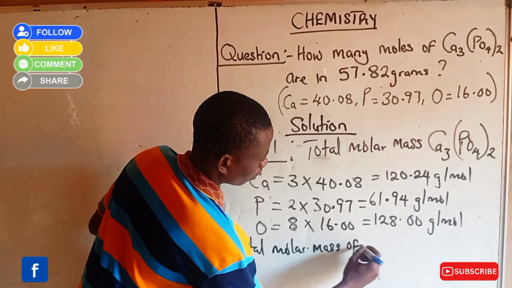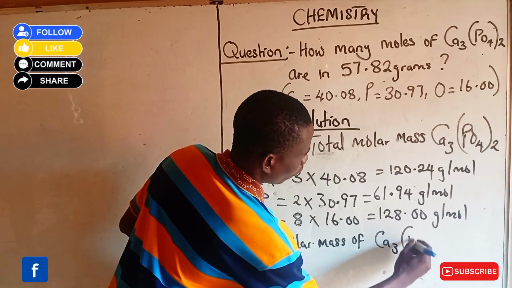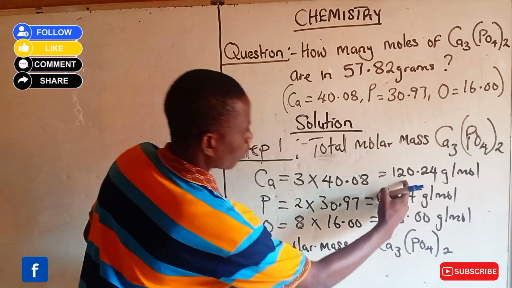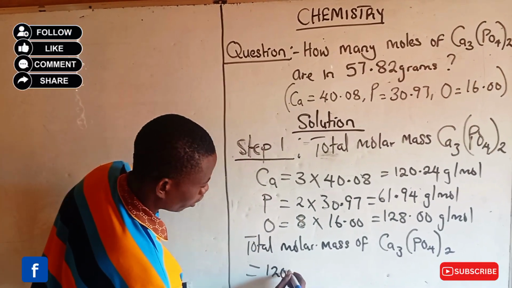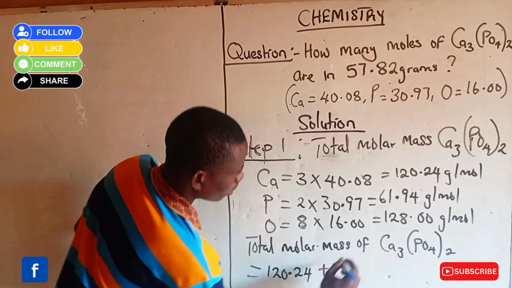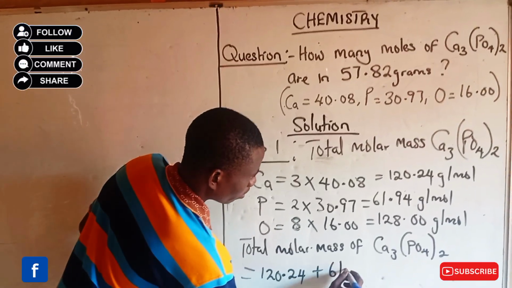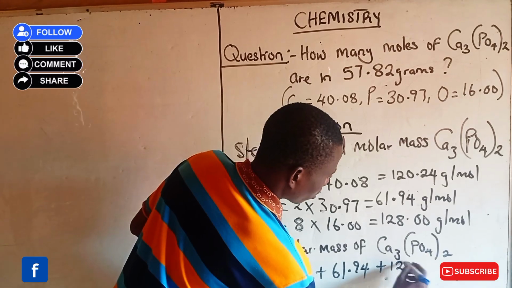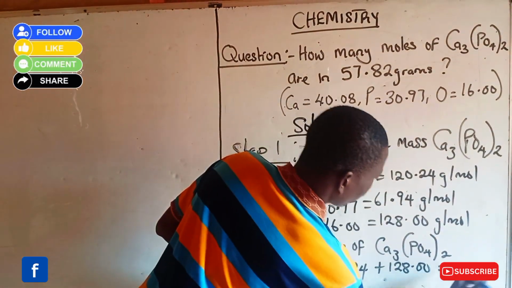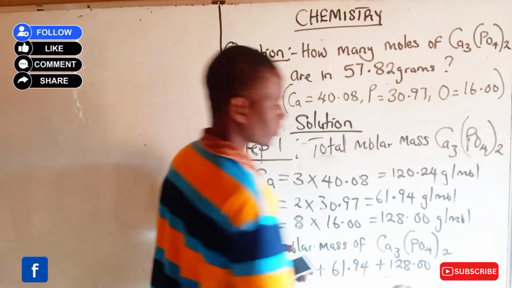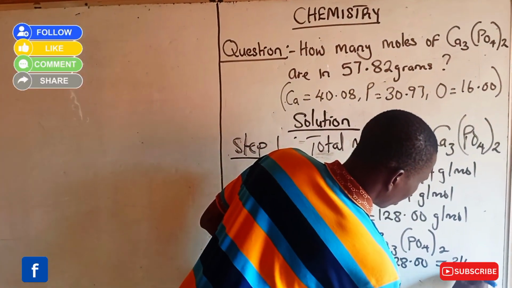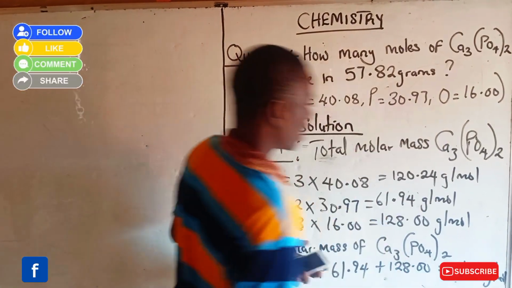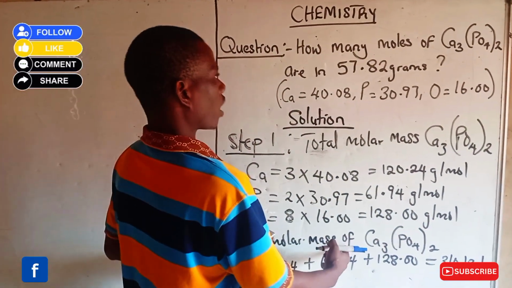Now, therefore, we can now calculate the total molar mass of calcium phosphate to be equal to what? 120.24 plus 61.94 plus what? 128.00, which will give us the total of what? 310.18. 310.18 gram per mole. Now this is the total molar mass of calcium phosphate.